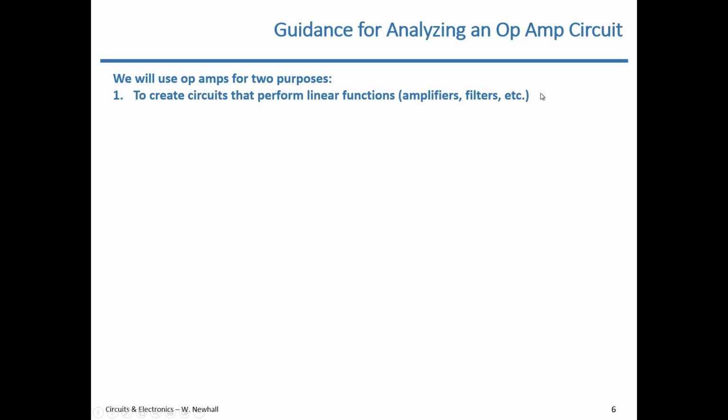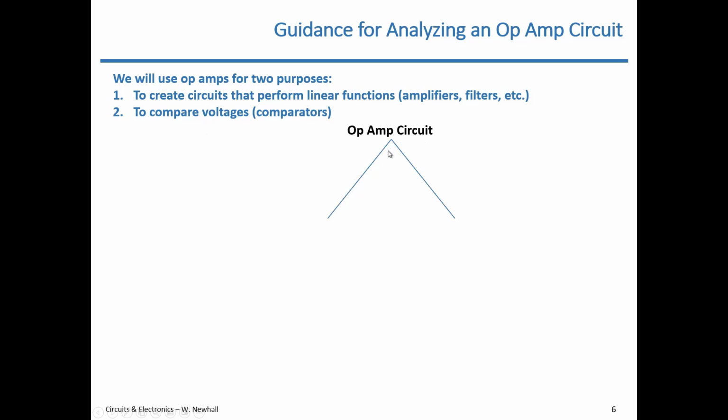So that's the first thing we're going to do with op amps, or analyze with op amps. The second thing we do is compare voltages. Those types of circuits are called comparators. Comparators compare two voltages. Okay. And so when you see an op amp circuit, this is the decision tree you should go through, right? This is what I recommend you go through.